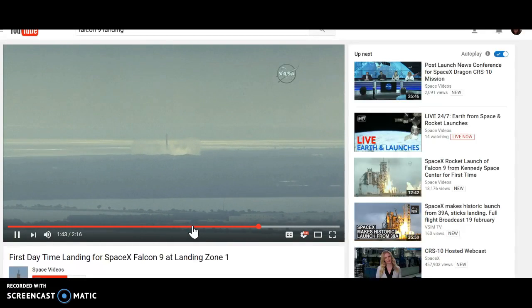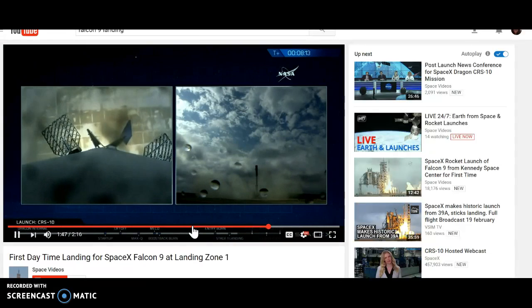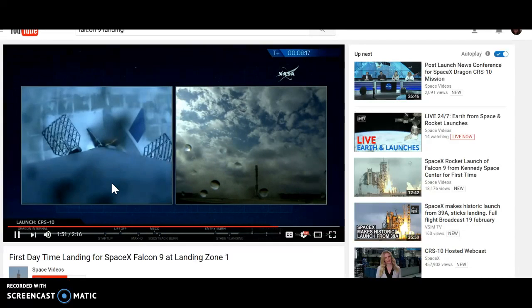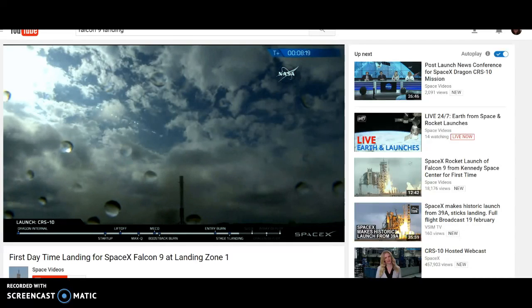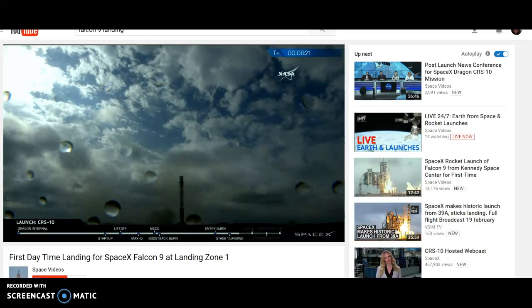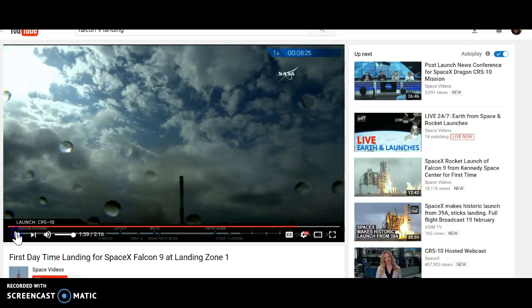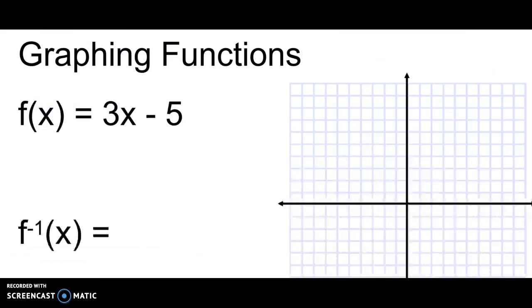Oh, amazing. Look at this. It's going to land right on the landing pad. That's craziness. All right, and that's why we do math. Okay, so let's go on back to what we're doing today.